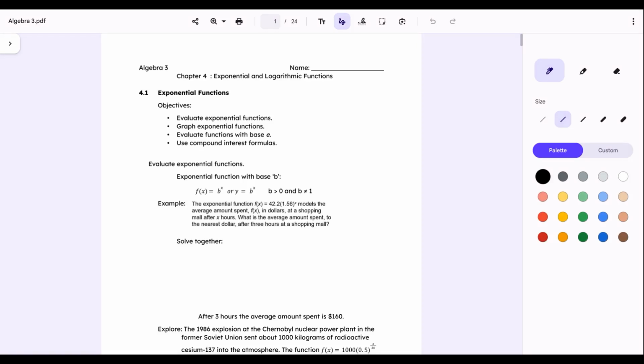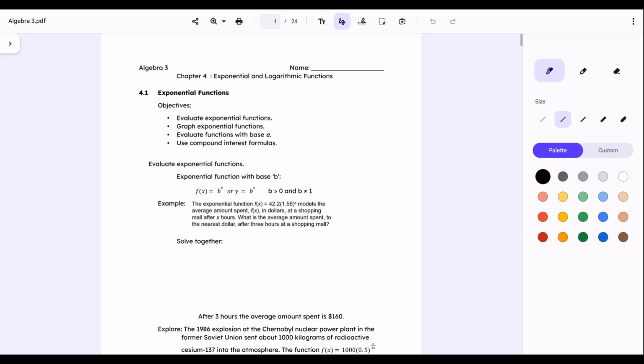All right, we are going to be starting a brand new chapter here today. We're in chapter 4, and we're going to be talking all about exponential functions and kind of what they look like. We'll get into logarithmic functions as well, and we'll talk about how to evaluate with these kinds of functions, how to graph them, and do all kinds of different stuff here.